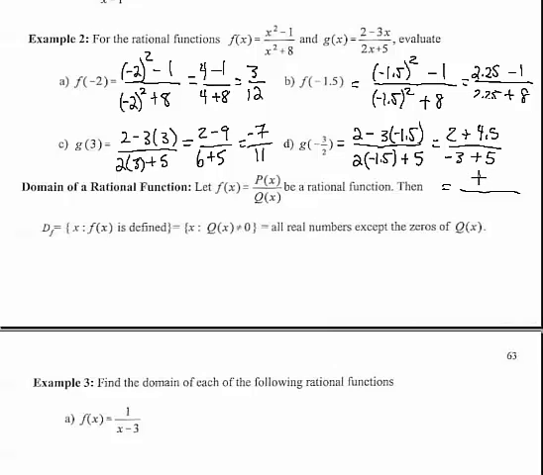2 plus 4.5 is 6.5. On the bottom we have 2. And so 6 divided by 2 would be 3, and 0.5 divided by 2 would be 0.25. So this could be written as 3.25. G of negative 3 halves is 3.25.